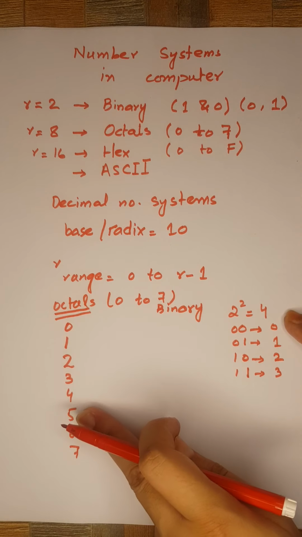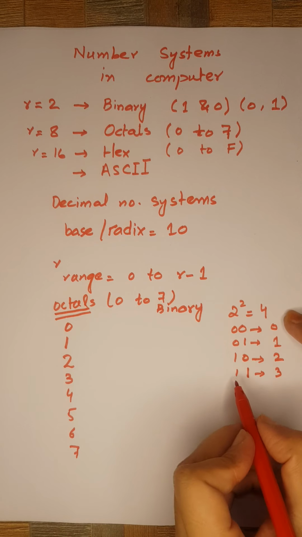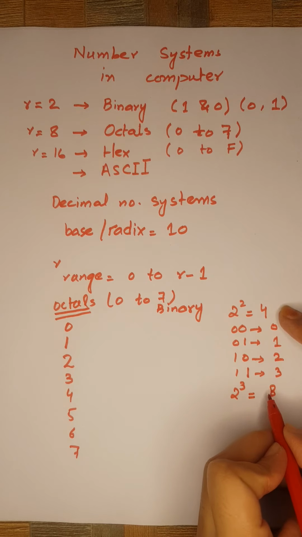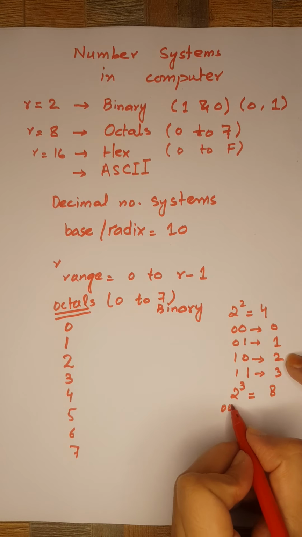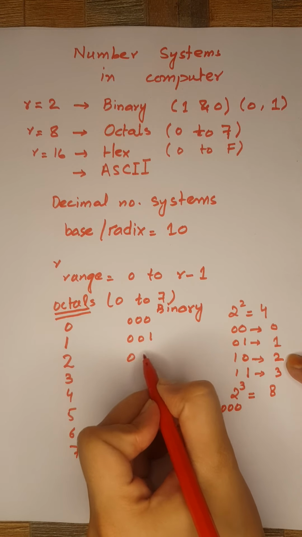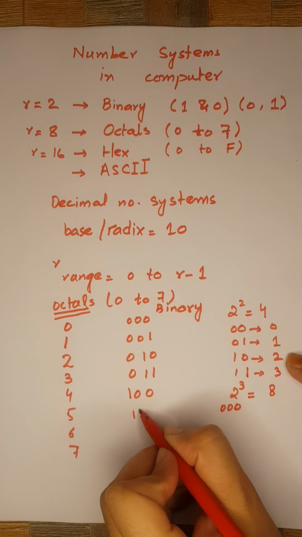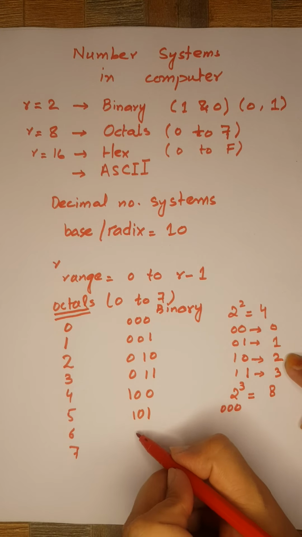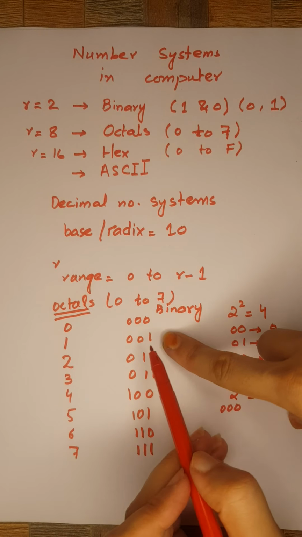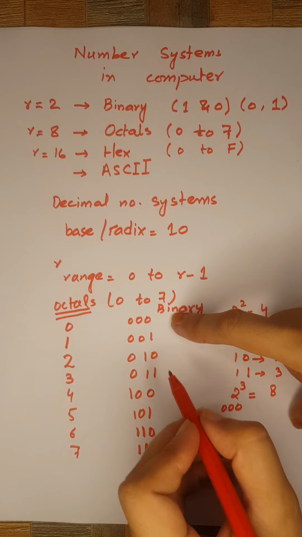Now in case of octals, we want to represent the numbers from 0 to 7, so we need more bits. If we use 3 bits, we have 2 raised to power 3 equal to 8. So we can have the combinations 000, 001, 010, 011, 100, 101, 110, and then finally when all bits are on, 111. These bits are actually a weighted sum, so we can map them.